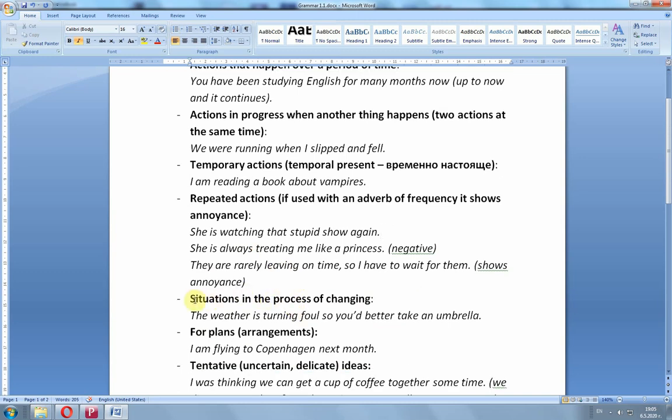After that, we can use the continuous aspect for situations in the process of changing. For example, the weather is turning foul, so you'd better take an umbrella, or it's starting to rain, whatever. We can use it for plans, specifically arrangements in the future, like I am flying to Copenhagen next month. Same as in Bulgarian, летя за Copenhagen.